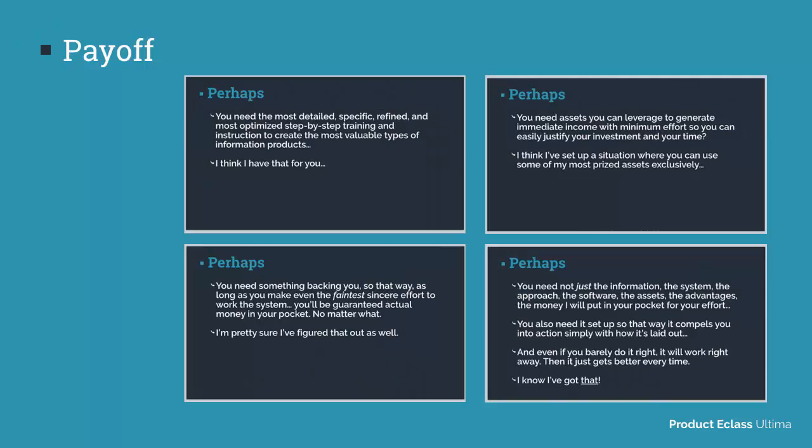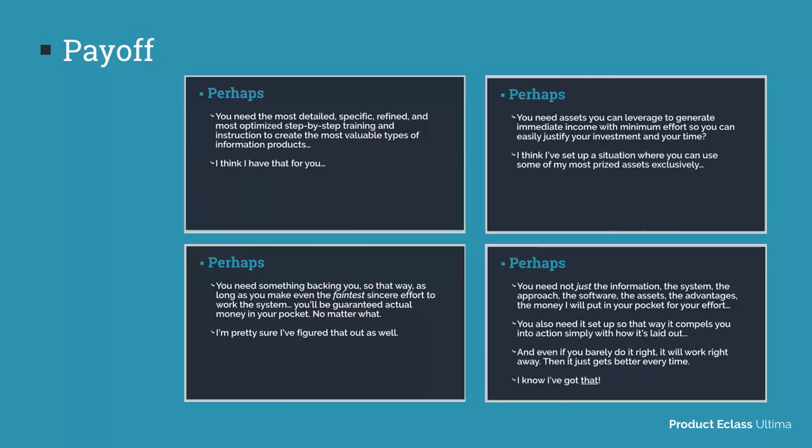The other big payoff here is with Product E-Class Ultima. So the way that I built it up to where I grabbed and led, got the inception story, built the tension, and then paid it off with Product E-Class Ultima. It was: perhaps you need the most detailed. So we go through the process of saying, here's some insights to help you be better at creating information products. Now, what are you going to do with them? I say perhaps you need the most detailed, specific, refined, and most optimized step-by-step training and instruction to create the most valuable types of information products. I think I have that for you.